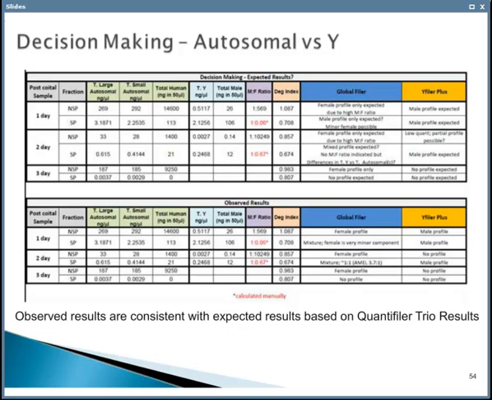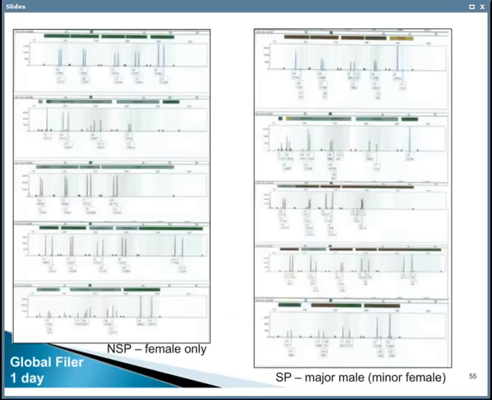When we come to the 3 day, what do we find there? With the non-sperm, we expected the female profile in GlobalFiler and no profile in the male. And what do we find? We find exactly that, a female profile in day 3, non-sperm, GlobalFiler, female only, nothing in the Yfiler. Also in the sperm fraction, we didn't expect a profile either from GlobalFiler or Yfiler Plus based upon the results. And what do we find? Nothing. So the observed results were consistent with expected results based upon the Quantifiler Trio results.